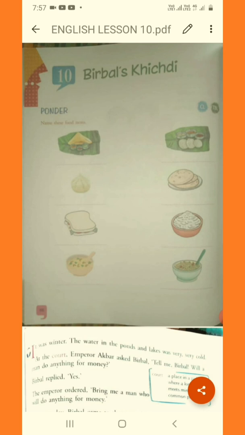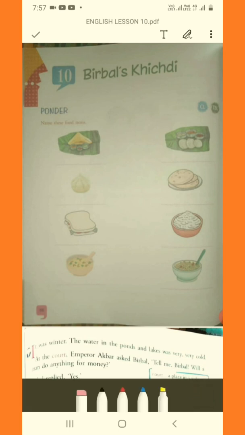Today we shall take up the 10th lesson of your English coursebook, to be precise. Lesson number 10. The name of the lesson is Birbal's Khichdi. So I think in the workbook I've clearly explained what Khichdi is and who Birbal is. So to make things clearer, I'll explain once again.